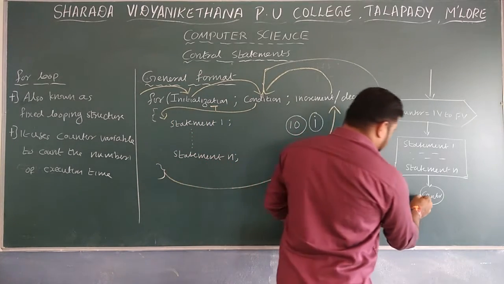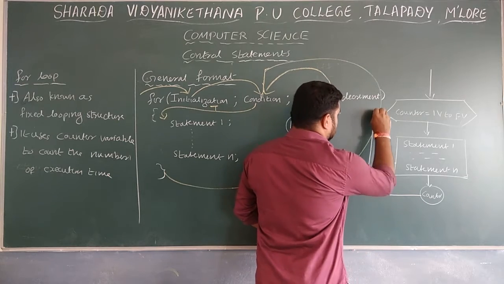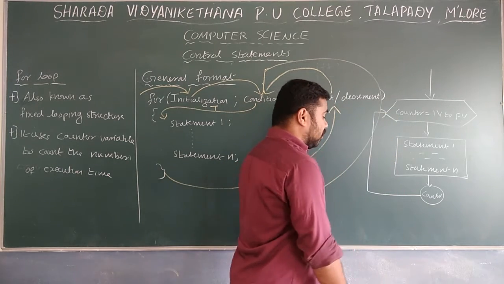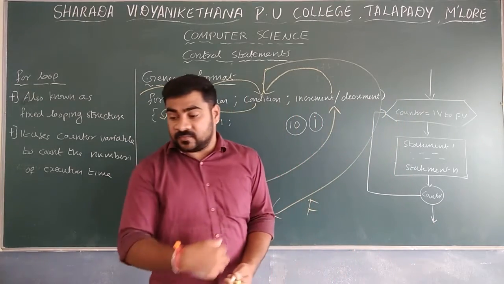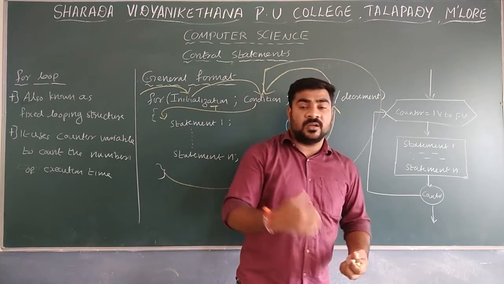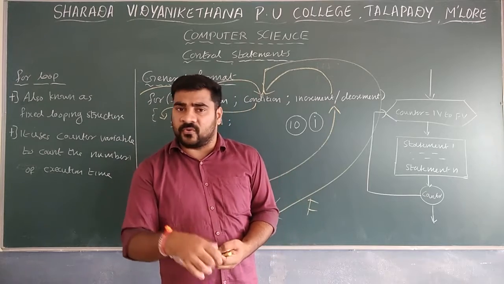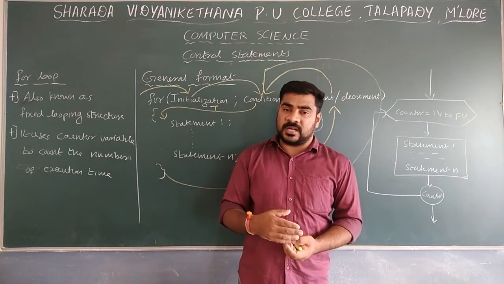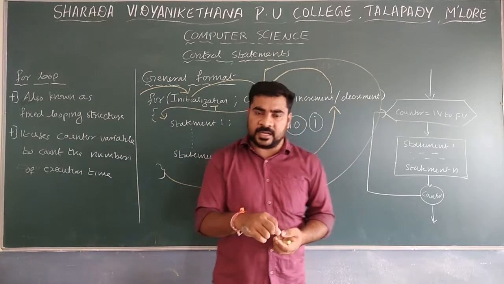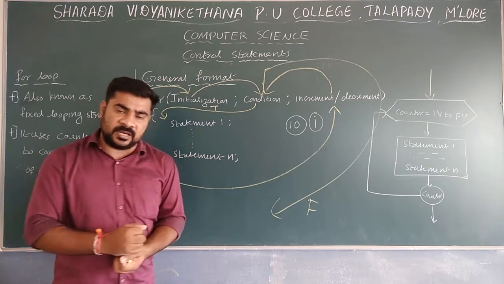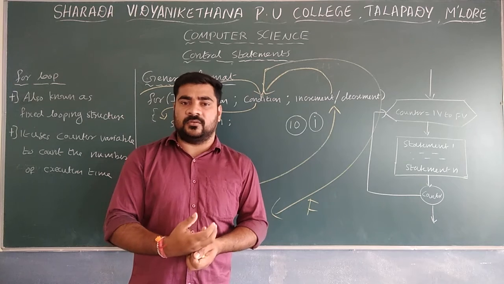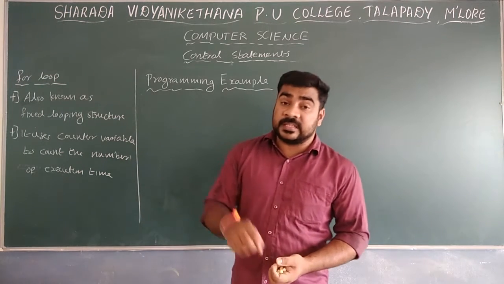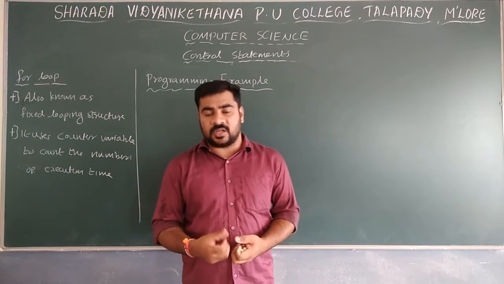Now we check the counter. Whenever the counter is satisfied, it goes back. When the counter is not satisfied, it moves out from the looping structure. In the case of the for loop, this flowchart is not that important, but the syntax and explanation for the for looping structure are important. So now we will see one programming example based on the for loop.